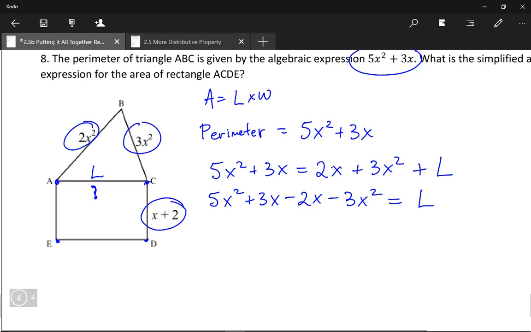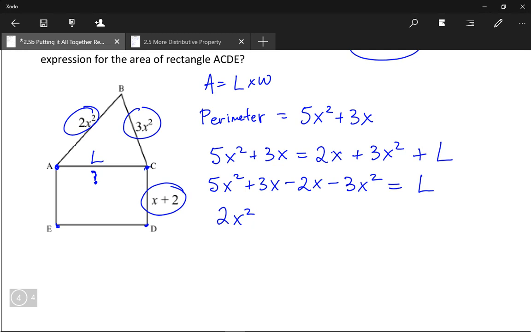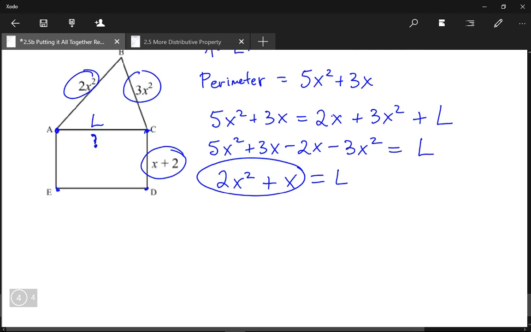Okay, so you collect like terms. 5x squared take away 3x squared is 2x squared. So you just subtract the coefficients, but you don't change the variable or the exponent. 3x take away 2x is just a single x. And that's my length. So now I have my length and my width. I can calculate my area. So my area equals x plus 2 times 2x squared plus x.